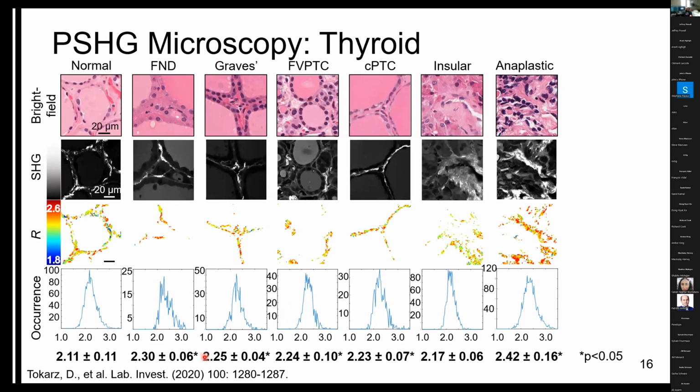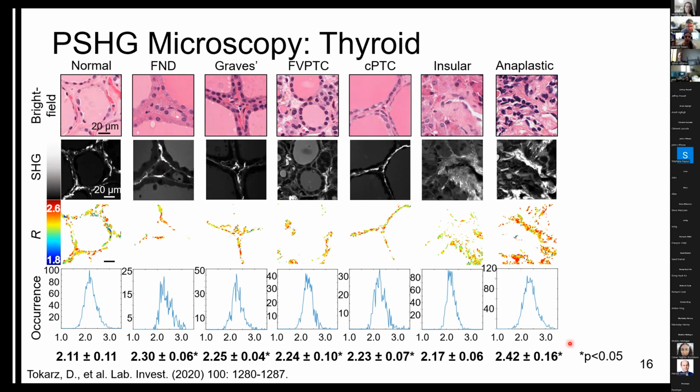Now, we'll compare similar measurements made with thyroid tissue. In this study, we looked at normal thyroid tissue and compared it to tissues from patients diagnosed with a number of different thyroid diseases, including follicular nodular disease, or FND, Graves' disease, follicular variant papillary thyroid carcinoma, or FVPTC, classical papillary thyroid carcinoma, or CPTC, where these two happen to be the more common thyroid cancers, and then the less common thyroid cancers, insular carcinoma and anaplastic carcinoma.